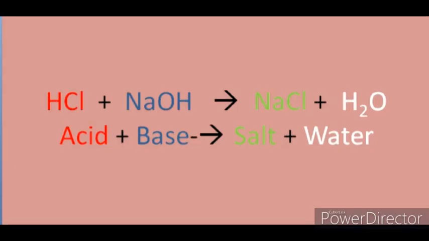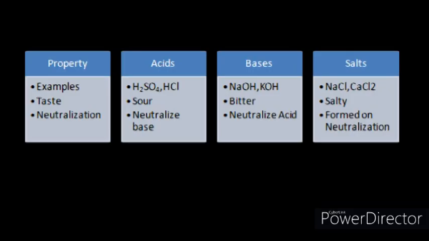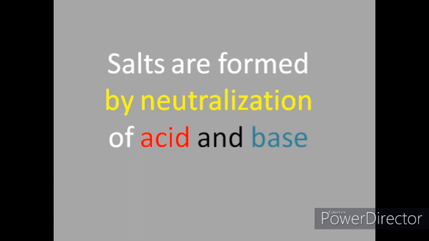Now here we have an example in which the strong acid, that is HCl, reacts with a strong base, that is NaOH, to form a neutral salt, that is NaCl, also known as common salt, along with water. Now let's fill in the table for the neutralization row. Acids and bases neutralize each other and produce salt and water. So salts are formed by neutralization of acid and base.